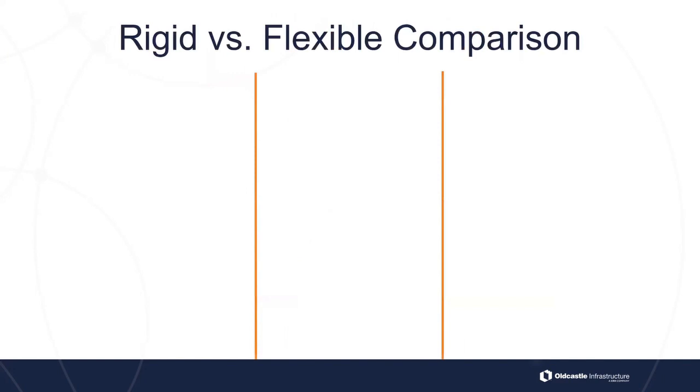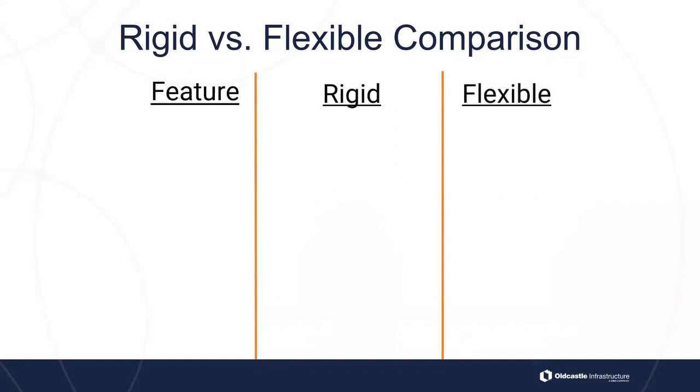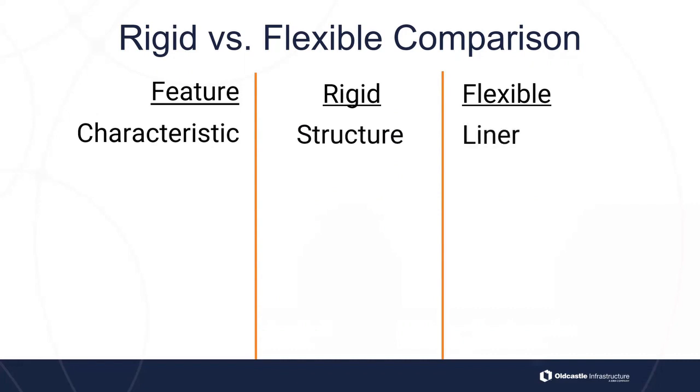So let's just look at a little comparison here between rigid and flexible. This is kind of a real quick summary of what we discussed the last couple of webinars. On the left-hand side, I'm going to present a feature, and then in the middle, we're going to talk about what it means for rigid pipe, and on the right-hand side, what it means for flexible pipe. The first is the characteristic of the pipe. For a rigid pipe, the characteristic is it acts as a structure itself, and for a flexible pipe, it acts as a liner. Okay, so rigid is the structure. The flexible pipe is the liner.